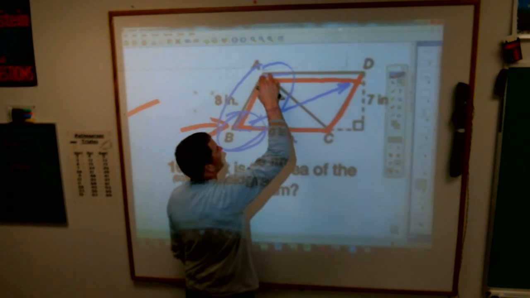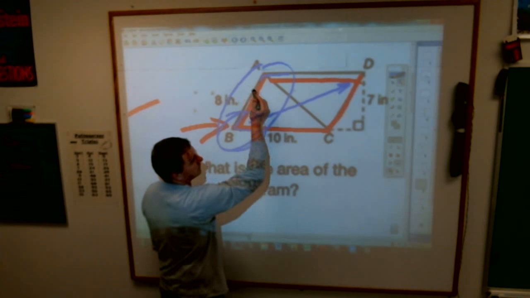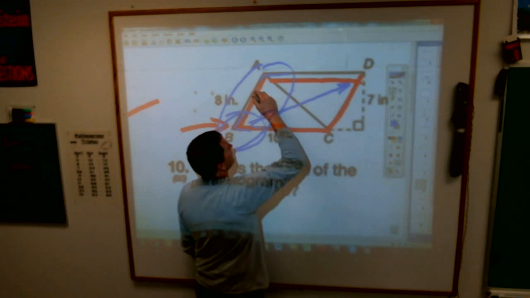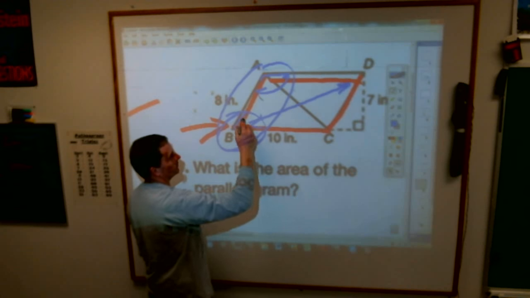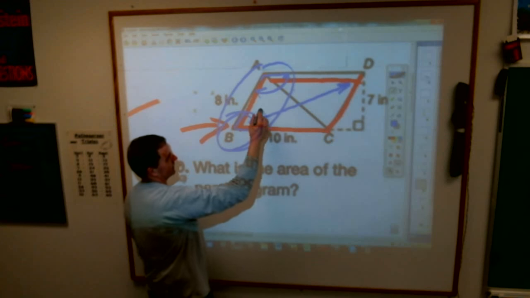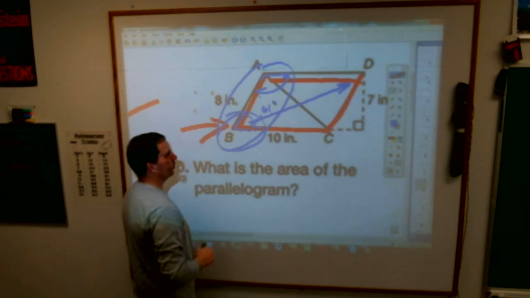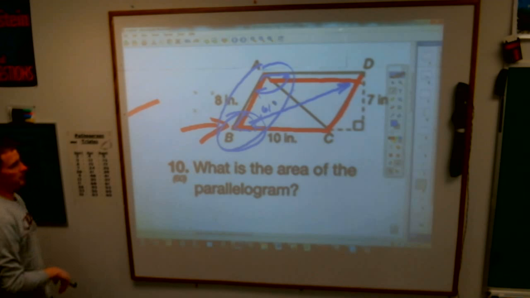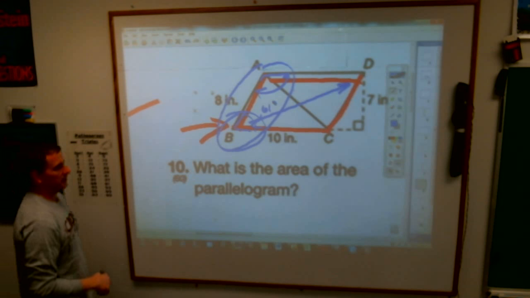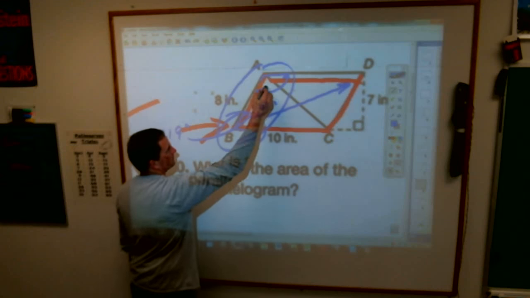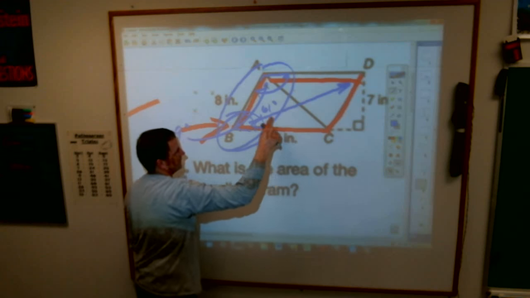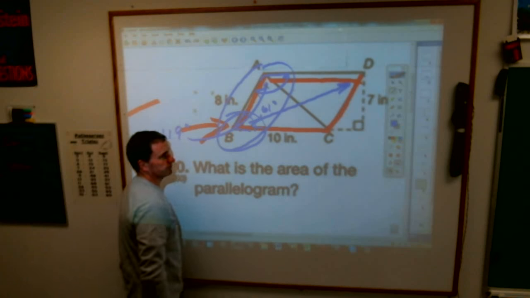Angle DAB, that's this one right here, has to make 180 degrees with this angle here, which it said was 61 degrees. So what angle, when you add it to 61 degrees, gives you 180 degrees? That is where the 119 degrees came from. 119, 119, 61, 61.